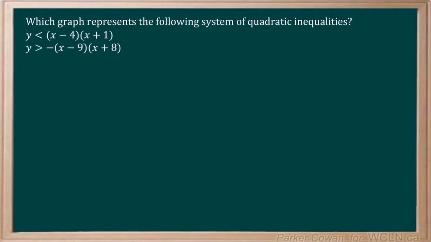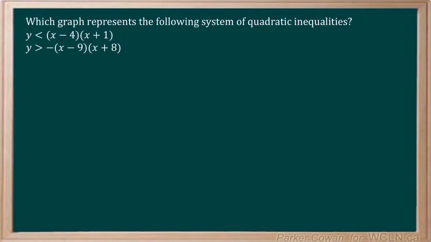Which graph represents the following system of quadratic inequalities? Okay, so for this one, the first thing we can see is that there is a negative coefficient on the second parabola there. So that means that the first one's going to be opening up and the second one's going to be opening down in some sort of shape like this.